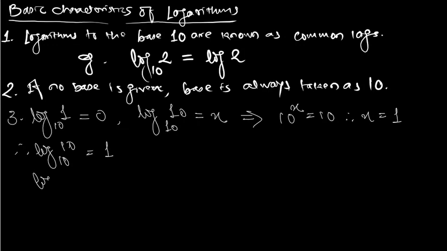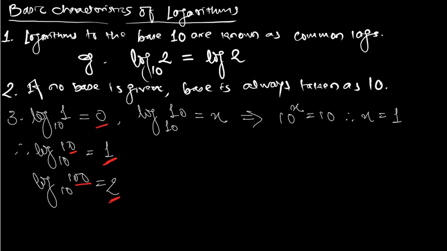Can you tell me what is log of 100 to the base 10? 2. See, there is a pattern. If there is no 0 in front of 1, then the log of 1 to the base 10 is 0. If there is 1 0 in front of 1, then log of 10 to the base 10 is 1. If there are two zeros, then log of 100 to the base 10 is 2. So that's the pattern which the logarithms are following.